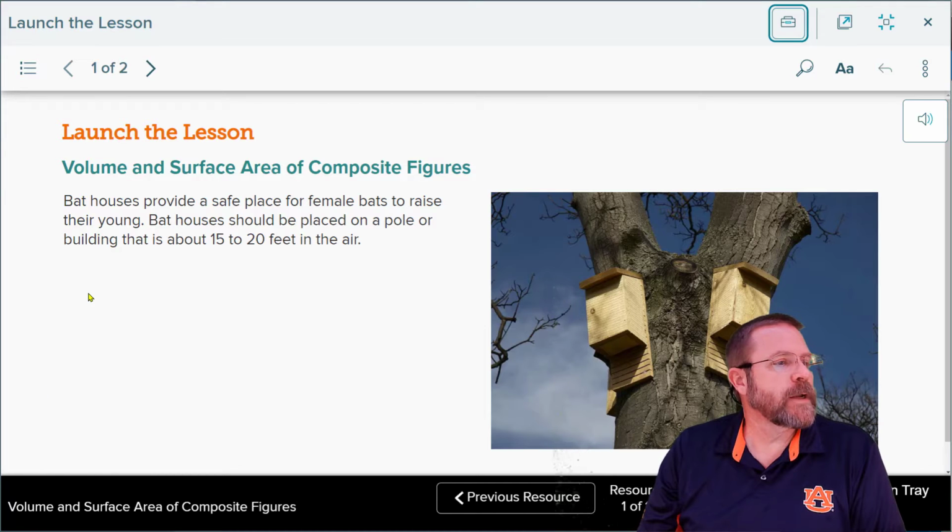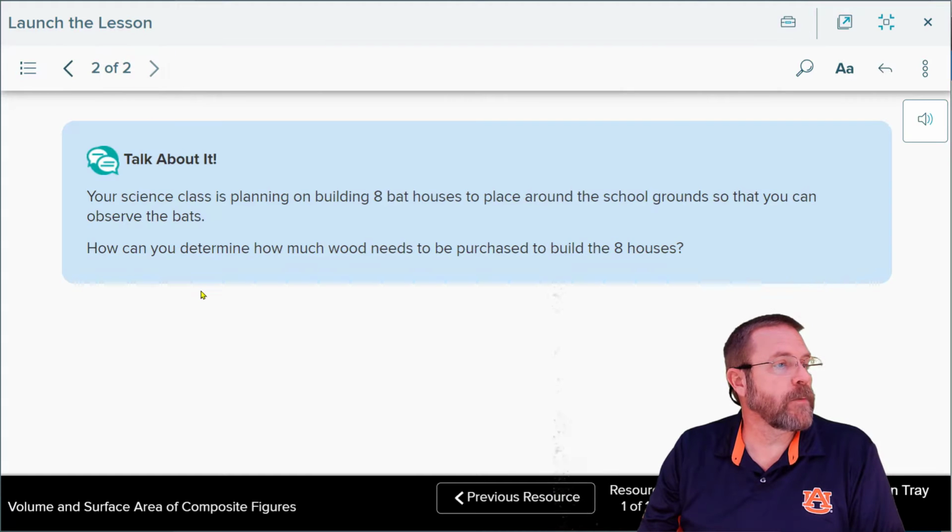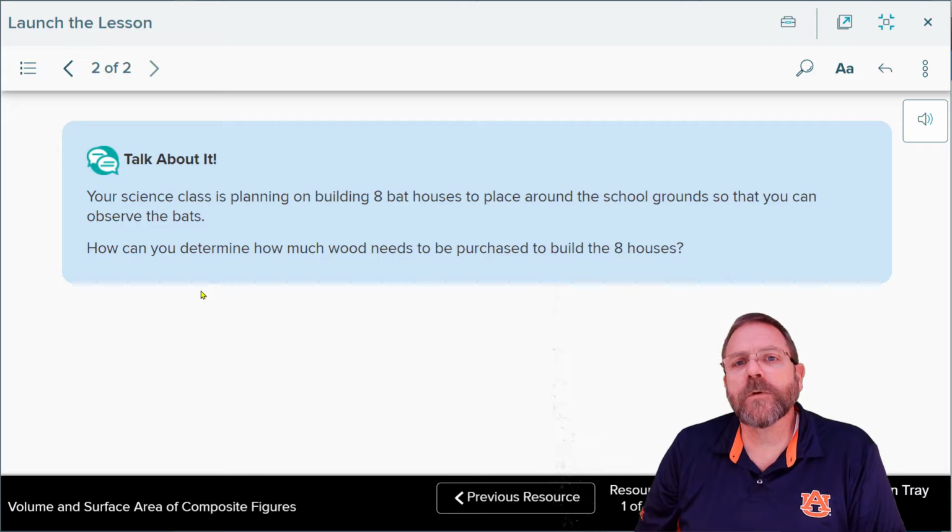Bat houses provide a safe place for female bats to raise their young. Bat houses should be placed on a pole or building that is 15 to 20 feet in the air. Your science class is planning on building 8 bat houses to place around the school grounds so you can observe the bats. How can you determine how much wood needs to be purchased to build 8 bat houses? These are some of the questions we're going to answer in this lesson.